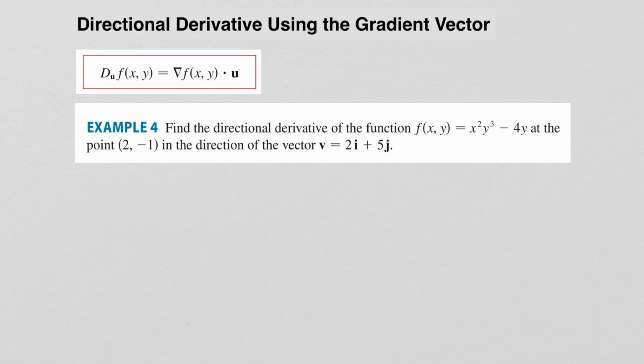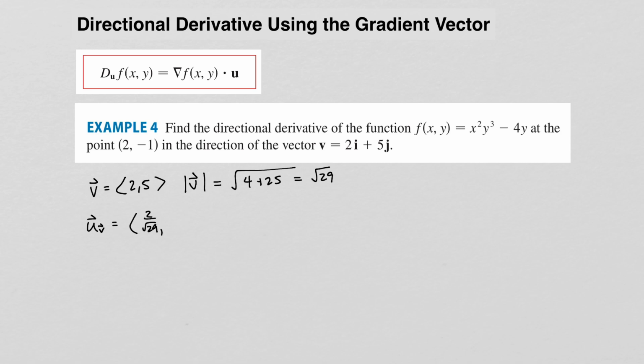So first, let's go ahead and find a unit vector pointing in the direction of v. So v is the vector (2, 5). The magnitude of v is the square root of 4 plus 25, which is the square root of 29. And so the unit vector in the direction of v is going to be (2 over radical 29, 5 over radical 29).